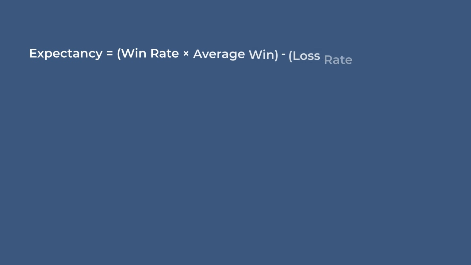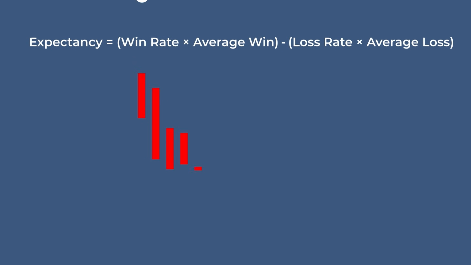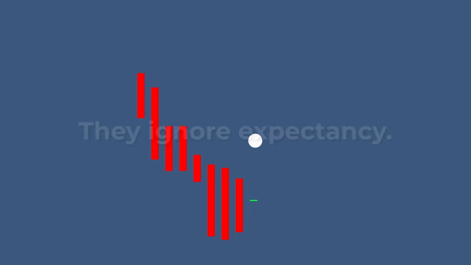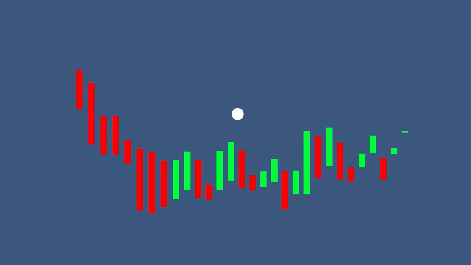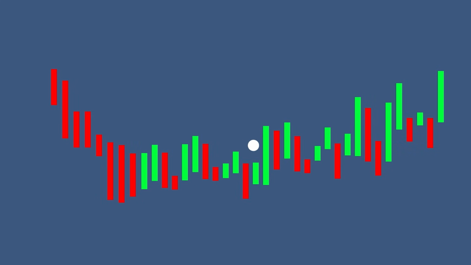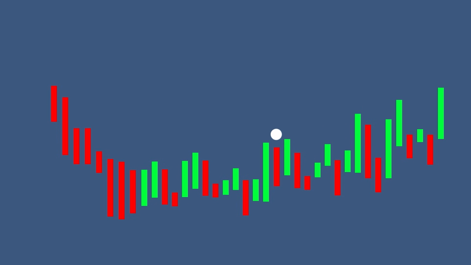This simple formula illustrates why so many traders fail. They ignore expectancy. Instead of focusing on the long-term math, they chase wins or avoid losses, often sabotaging their results.